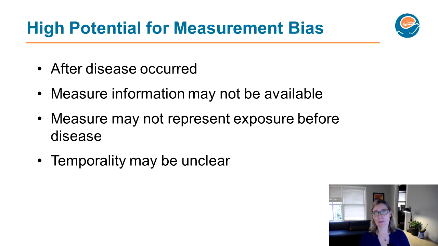There's also high potential for measurement bias because we're measuring the exposure after the disease occurred. We may not have information that we would like. The measure today or at the time that they enroll in your study may not be the same as the time that they got the disease. So things that change are things like weight, blood pressure, diabetes status. And so that makes the temporality of did the exposure actually precede the disease less clear. And that's also a limitation. If you have a measure that does not vary over time, like some sort of gene, then this isn't a problem. It's not a limitation of this particular design.